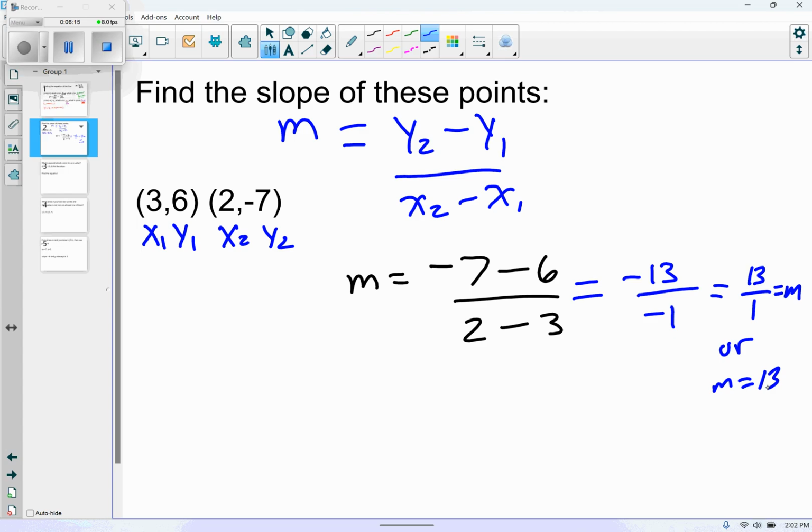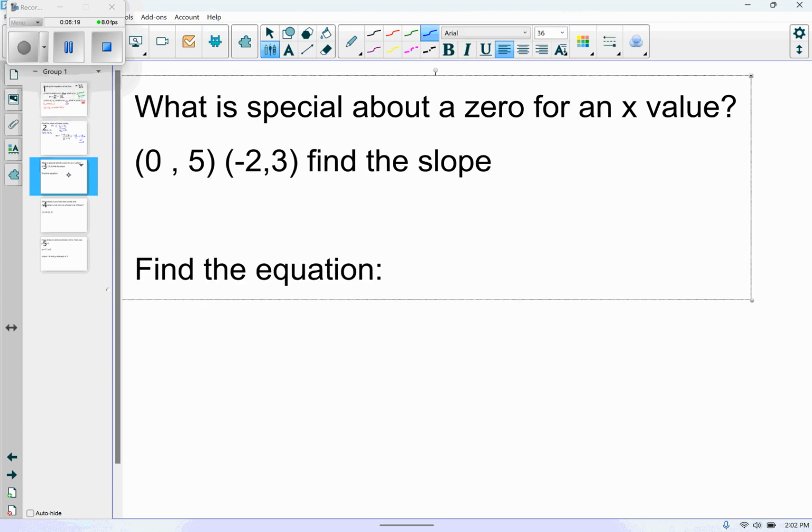So this next one says, hey, what's special if you have 0 in for an x value? Okay? If you have 0 in for an x value, this is kind of special when it looks like this.